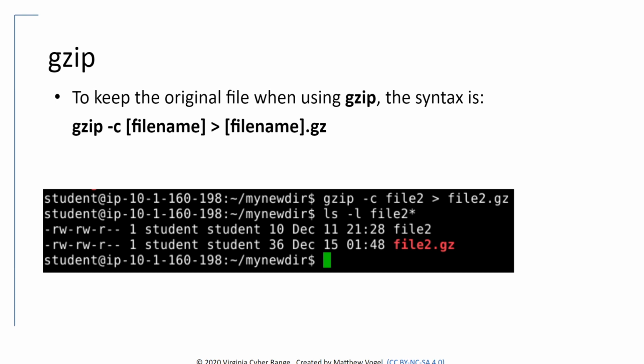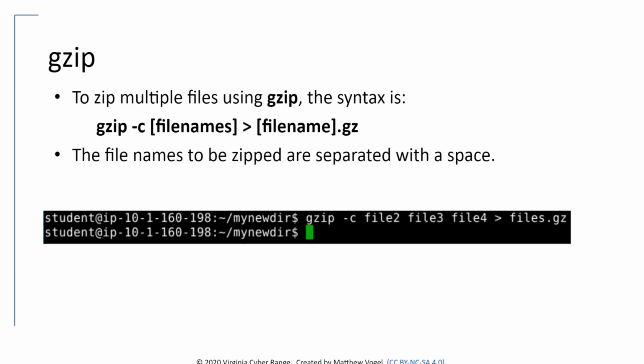Okay, so you see here it says gzip -c file2 sent to file2.gz, and then you ls -l file2 asterisk. You will get file2 and also the file2.gz. Okay. So that's your difference in how those things work.